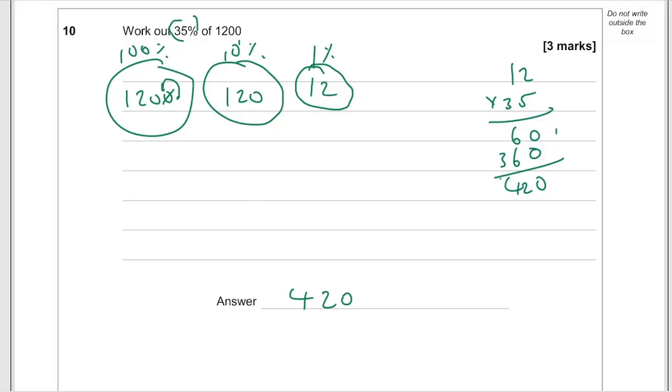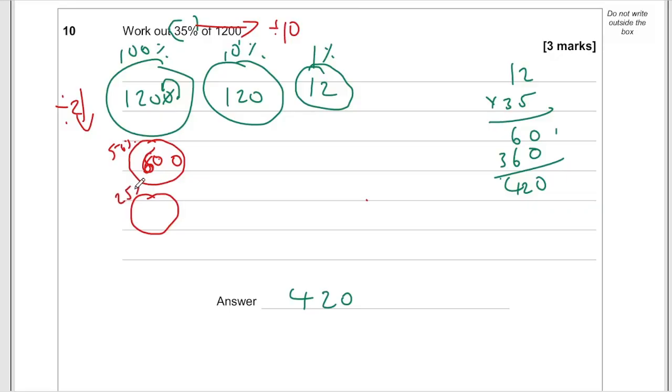The other way you could do this is when you come to this grid where we're doing the circles here, if I find half of it, that's going to give me 600. So I'm dividing by 2 coming this way, and I'm dividing by 10 coming this way. So if I halve it, I get 600. Remember, that's 50%. If I halve it again, I get 25%. That's 300. So again, if I wanted 35%, 300 plus 120 gives me 420.